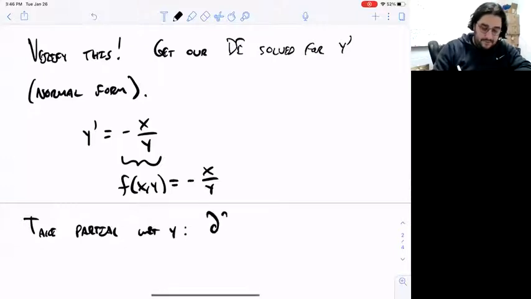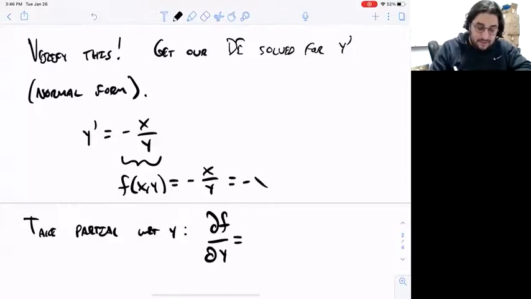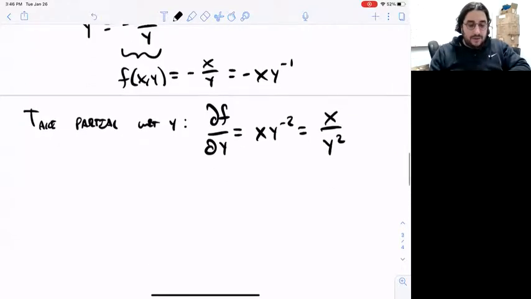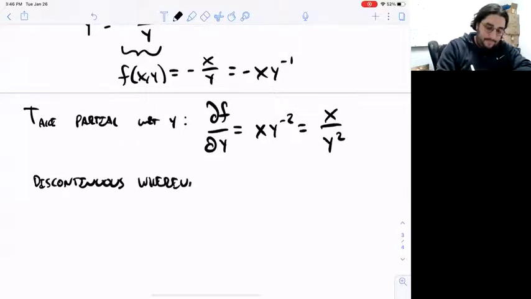So if I do the partial derivative of f with respect to y, just treat x as a constant, treat this as an exponent, and then you can just do power rule, right? So we get x y to the minus 2. So it's x over y squared. So this is discontinuous wherever y equals 0, right?